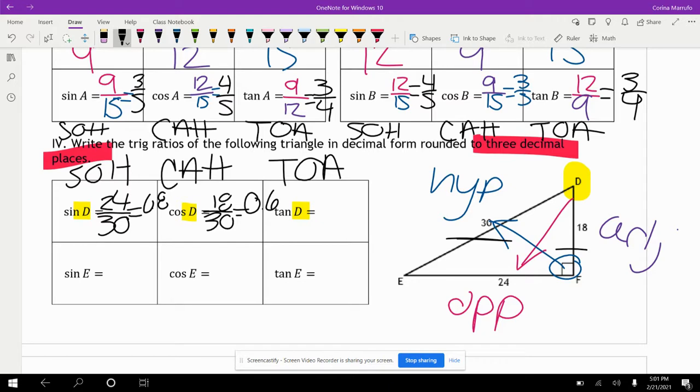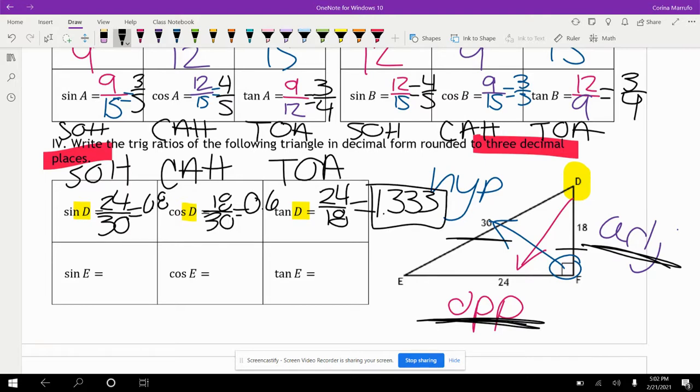And last, tangent is our opposite over adjacent. So our opposite is 24, our adjacent is 18. So I read that as 24 divided by 18, which gives us, let me punch that in my calculator, 1.3333333. So we're rounding to 3 decimal places. So that's where it's done.